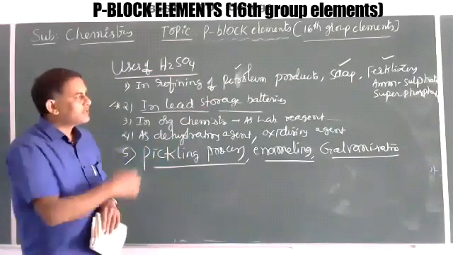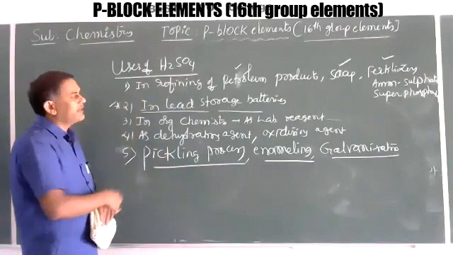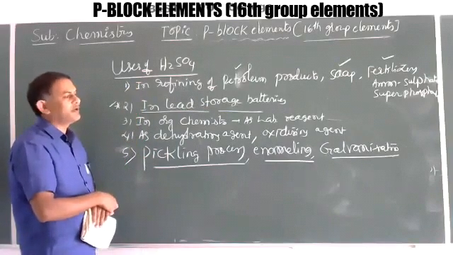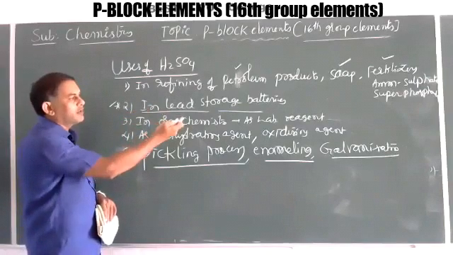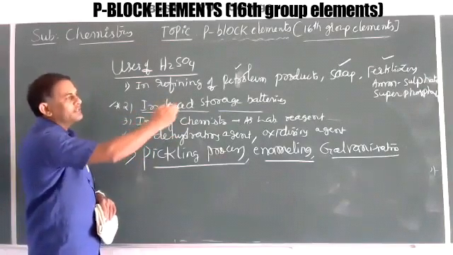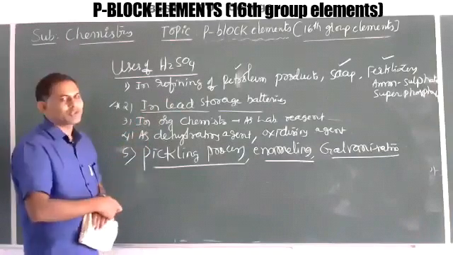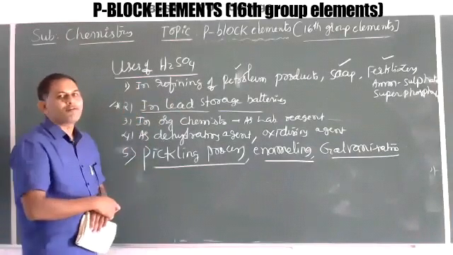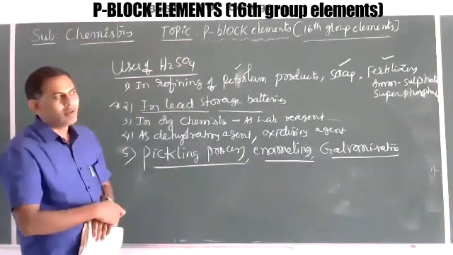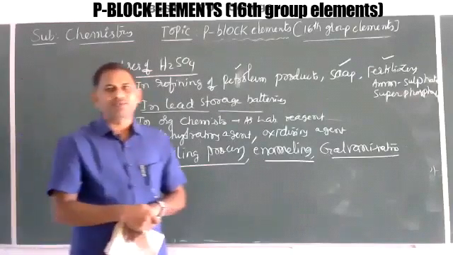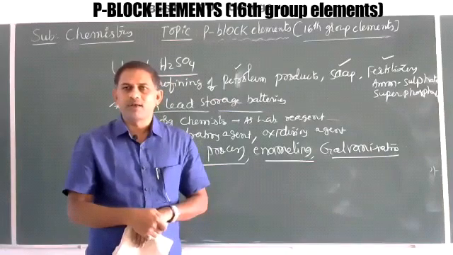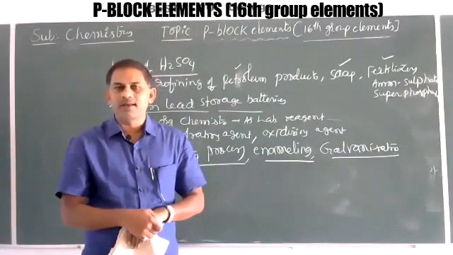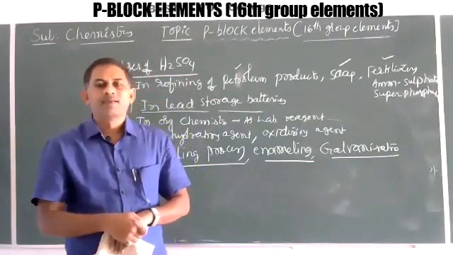That's why industrially sulfuric acid can be used in different ways, like in the laboratory or in organic chemical reactions. Different ways, different applications. That's why it is called the king of chemicals. Some more important uses are given in our textbook, but you read them from the textbook. Almost all points are covered in 16th group elements.